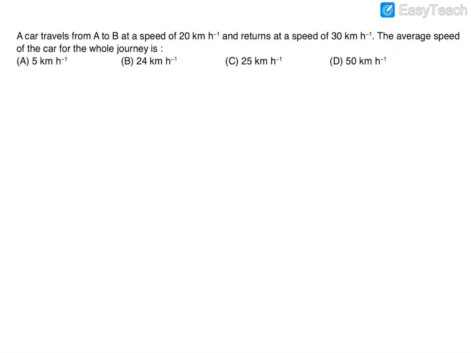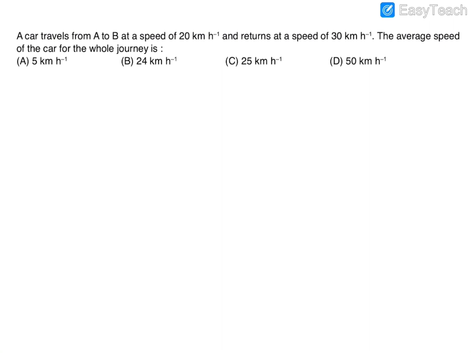In this question, you can see that a car is traveling from A to B with a speed of 20 kilometers per hour, and it returns from B to A with a speed of 30 kilometers per hour. We have to find out the average speed of the car in the whole journey.